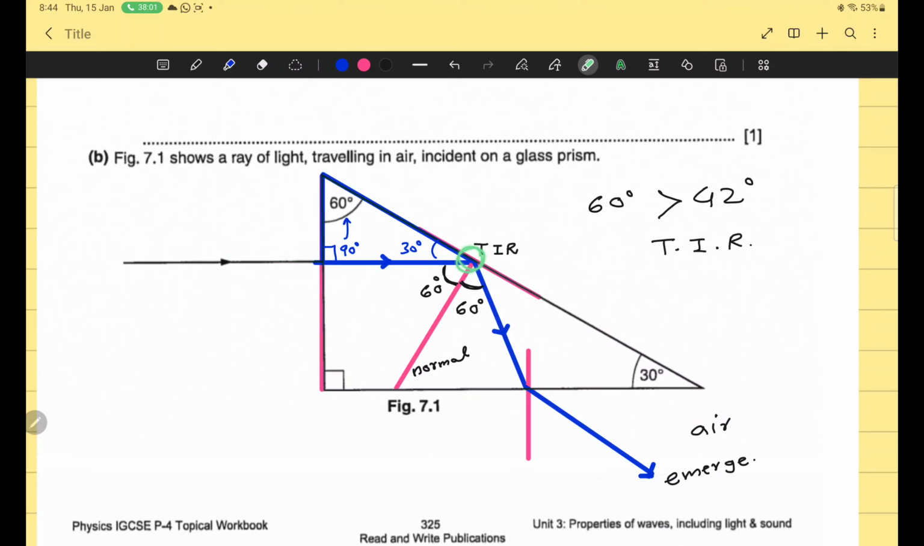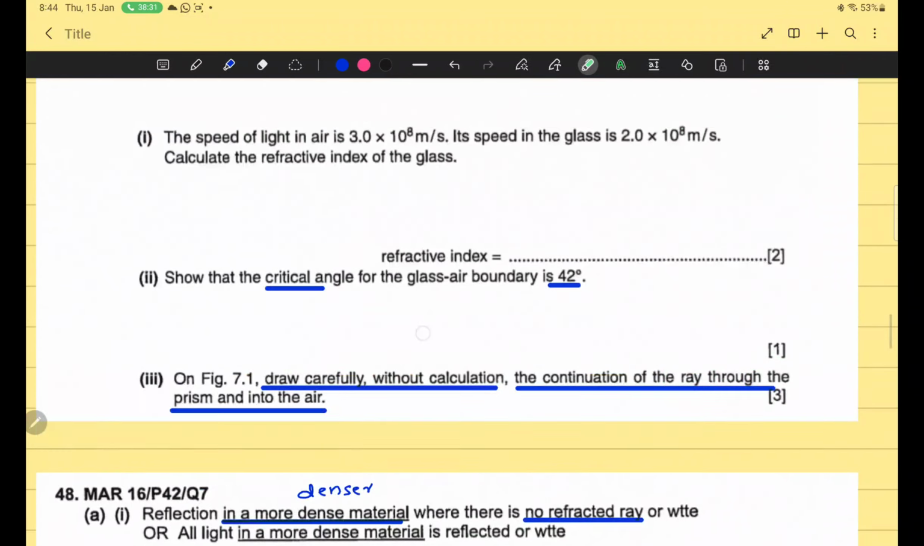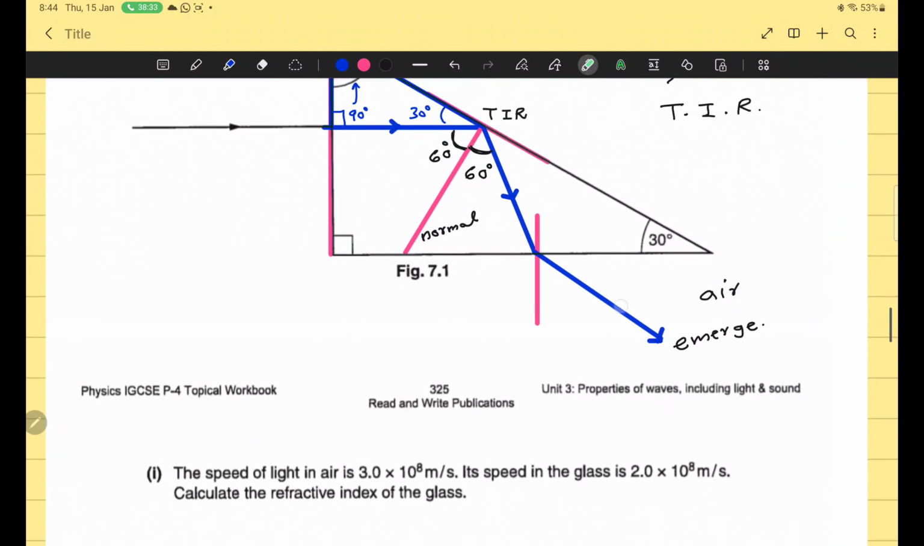At this point, angle I is 60, and this 60 is greater than critical, so there will be total internal reflection. So I drew this reflected ray. At this point, I draw another normal, and now the rays emerge out, bending away from the normal. So the question was, draw carefully the ray. It is a 3 mark question of drawing. So I have explained you the whole drawing.